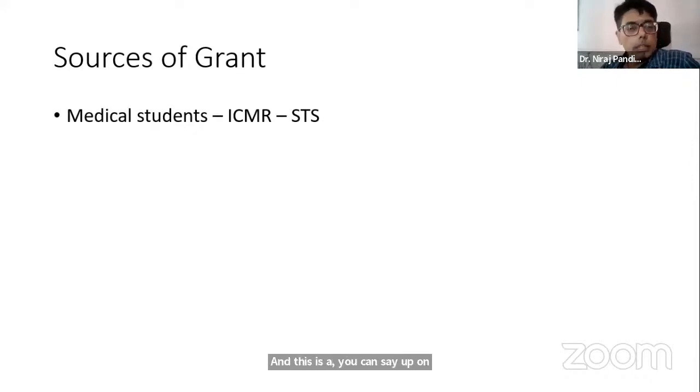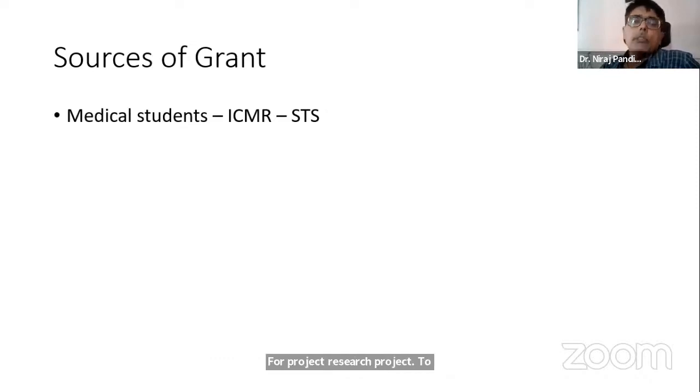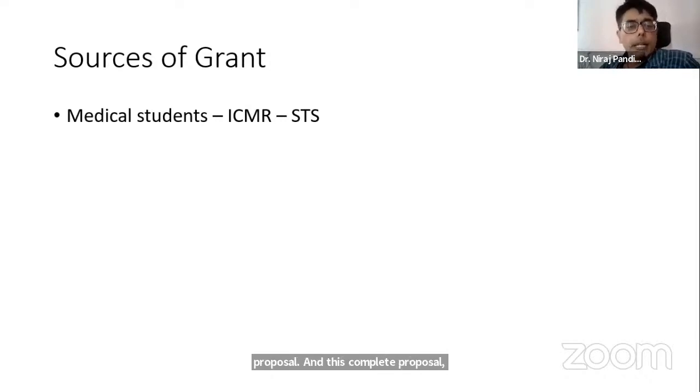In third year part one, we give this research project to the students. We conduct a two-day session, a full-day workshop on writing the proposal. There are 4 sessions: day 1 morning, day 1 afternoon, day 2 morning, day 2 afternoon, where we take a few basic lectures followed by an interactive session with the guide. They sit with their guide and make the proposal. They submit this complete proposal to the ethics committee, and following ethics committee approval, they start the data collection.